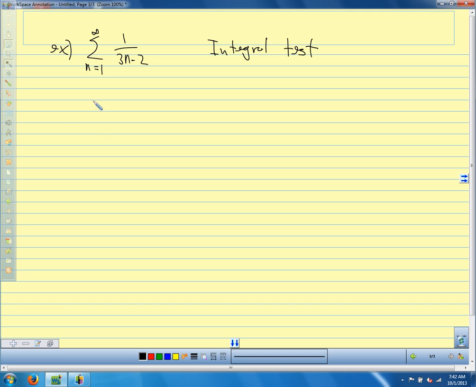How about the sum from n equals 1 to infinity of 1 over n times the 4th root of n?